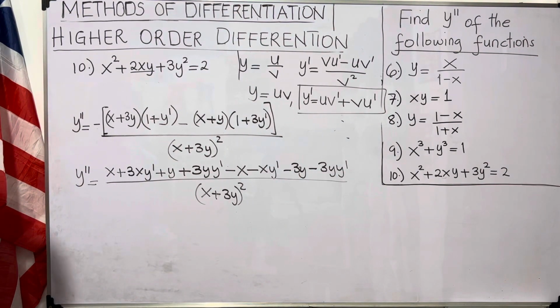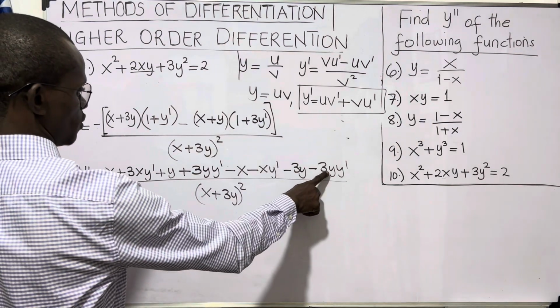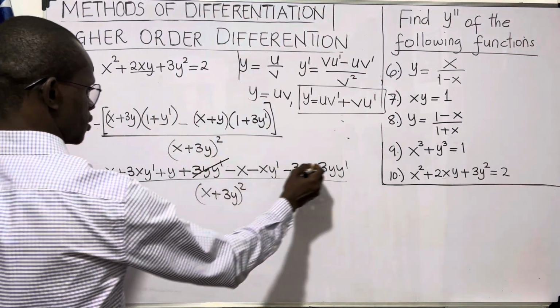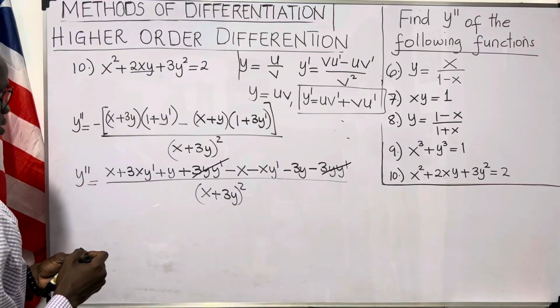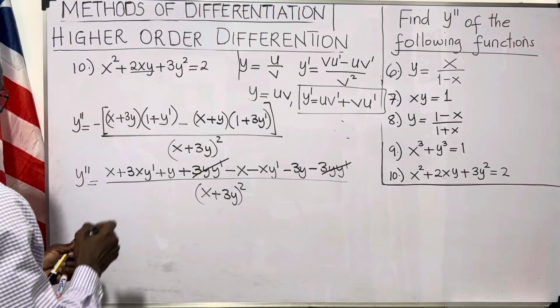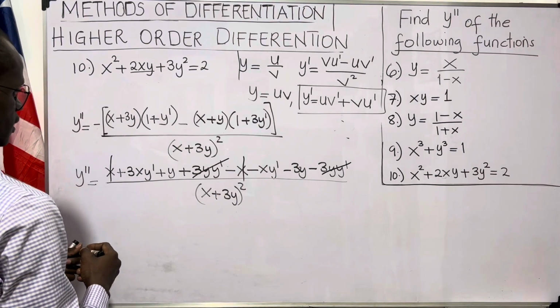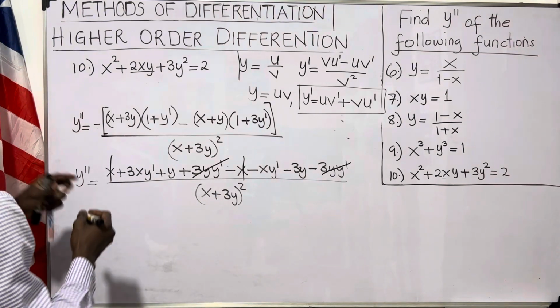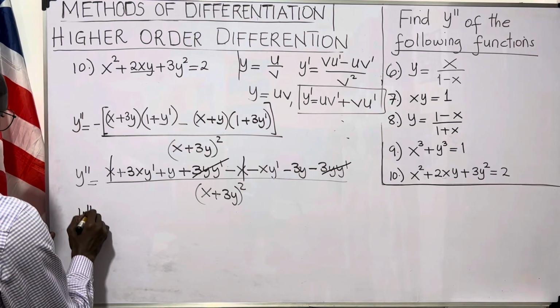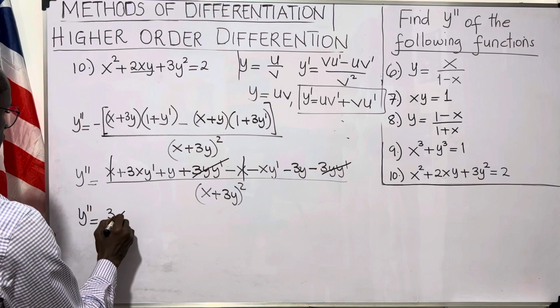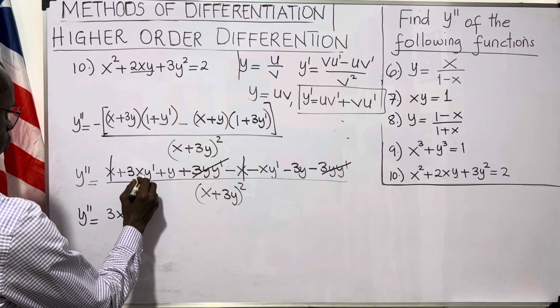So we can simplify. Now 3y y prime, 3y y prime, they go out. So carry this out. And then we see whether this x can carry this x out. What is next? There's nothing there. So now we have y prime prime equals 3x y prime.